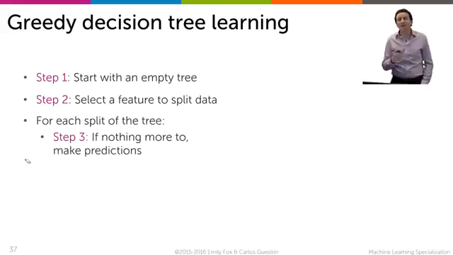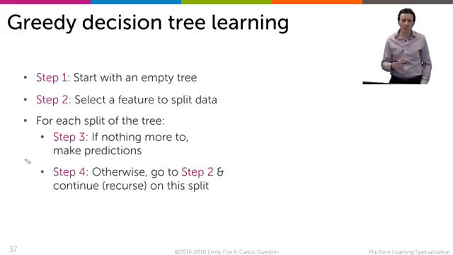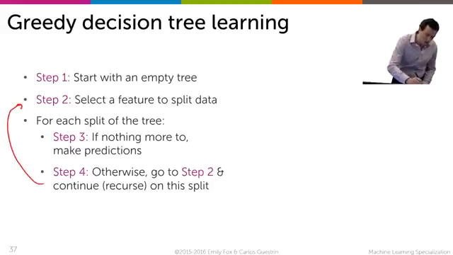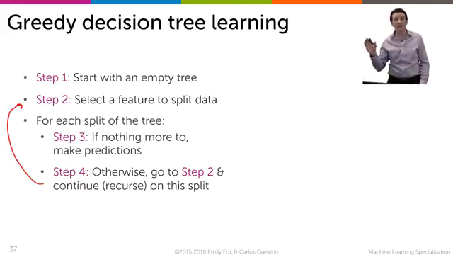So I decide, in the case of excellent credit, there was nothing else to do, so I stop. But in the other two cases, there was more to do. And what I do is what's called a recursion. I go back to step 2, but only look at the subset of the data that has credit fair, and then only look at the subset of data that has credit poor.